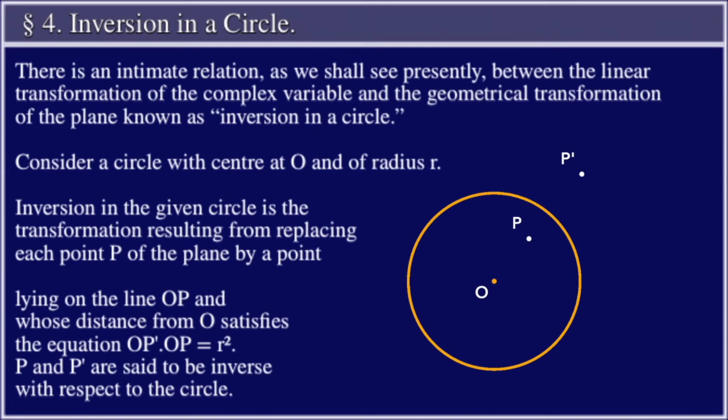Inversion in the given circle is the transformation resulting from replacing each point P of the plane by a point P' lying on the line OP and whose distance from O satisfies the equation OP' times OP is equal to r squared. P and P' are said to be inverse with respect to the circle.